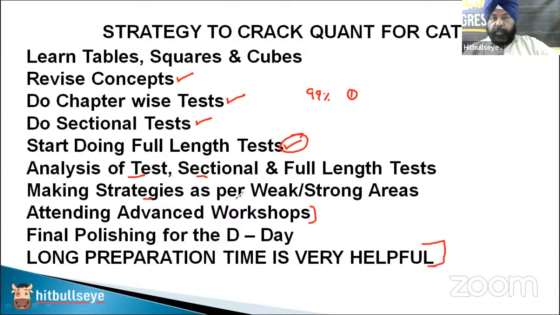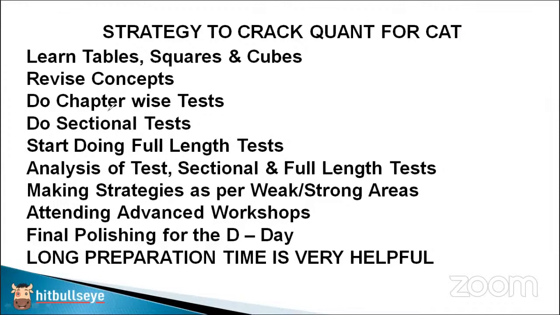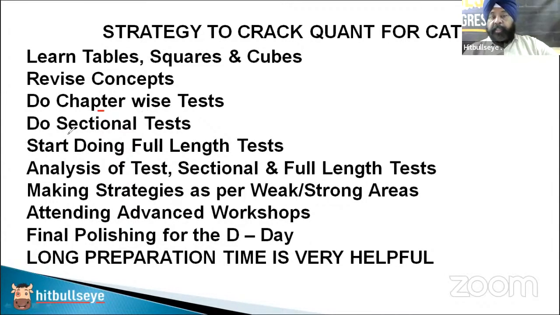So strategically, first you should cover the syllabus, then revise the concepts, then start taking chapter-wise tests. Suppose we have finished the number system, then do a chapter-wise test of the number system. We have a number of tests available online in your account when you join Bullseye, then sectional tests, then full-length tests. So mock tests are very important to gauge one's preparation and to understand things strategically, right? I hope till now everything is clear.